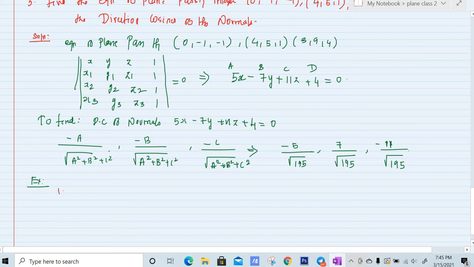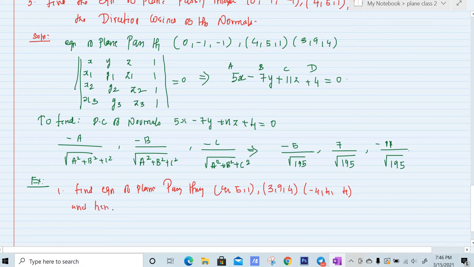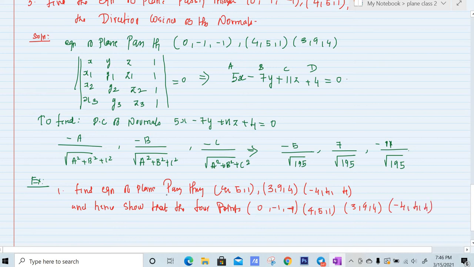Find an equation of plane passing through 4, 5, 1, 3, 9, 4, minus 4, 4, 4, and hence show that the 4 points 0, minus 1, minus 1, 4, 5, 1, 3, 9, 4, minus 4, 4, 4 lie on the same plane. Just find the equation of plane passing through these 3 points and show that this point satisfies this equation.